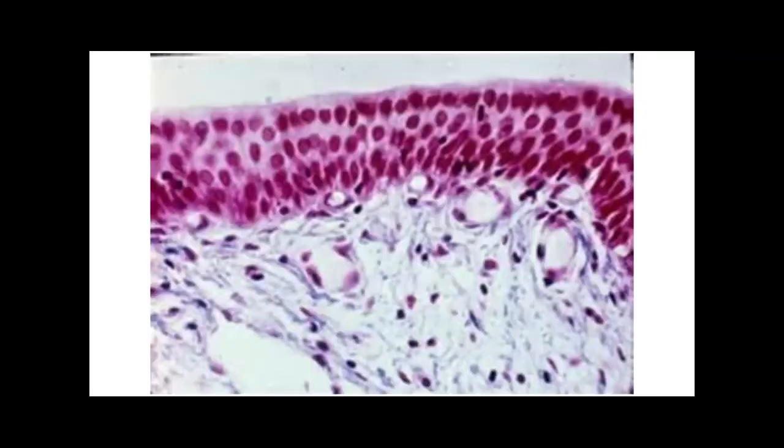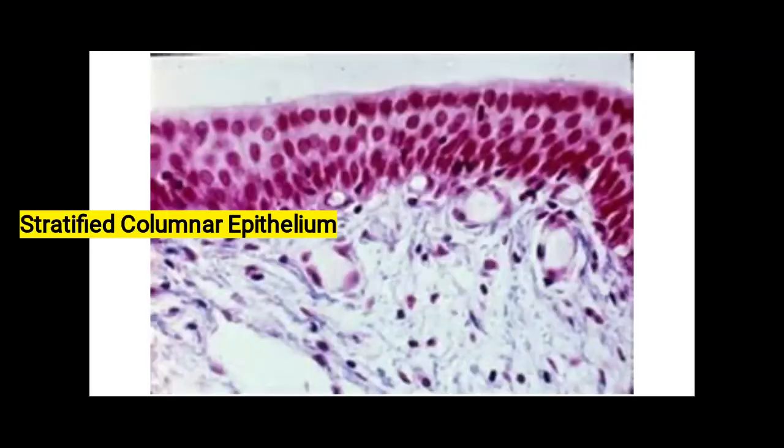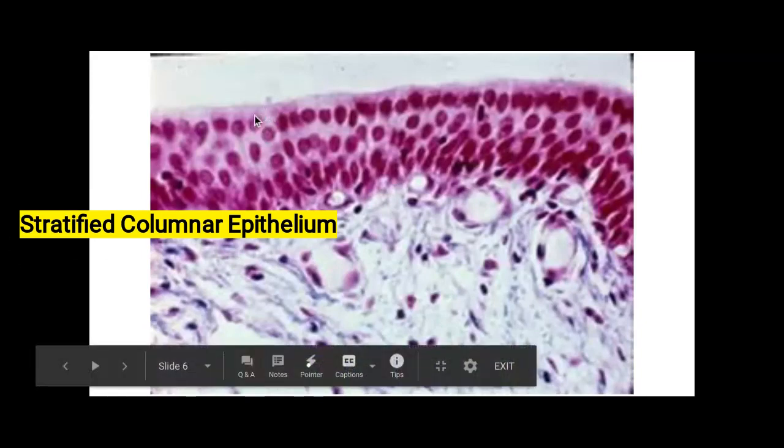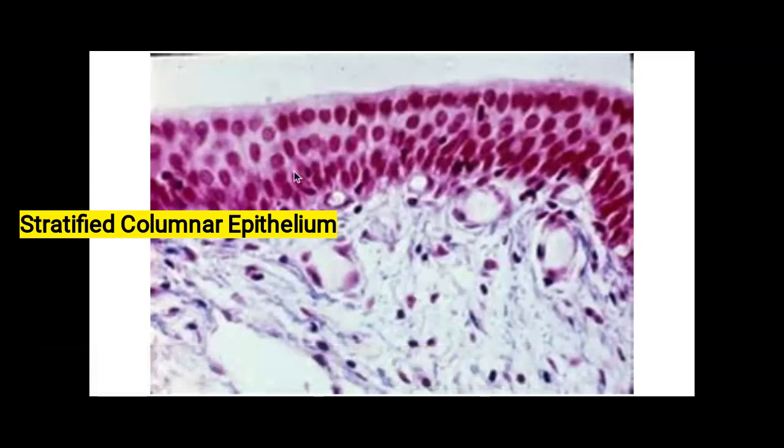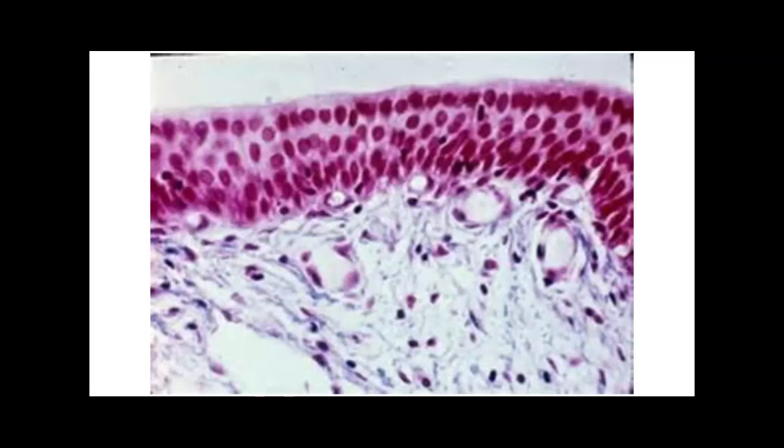This next one is stratified columnar epithelium. It does look kind of squished, but if you look right here, this is a nice spot where you can see the multiple column-shaped cells. So this is stratified columnar epithelium.